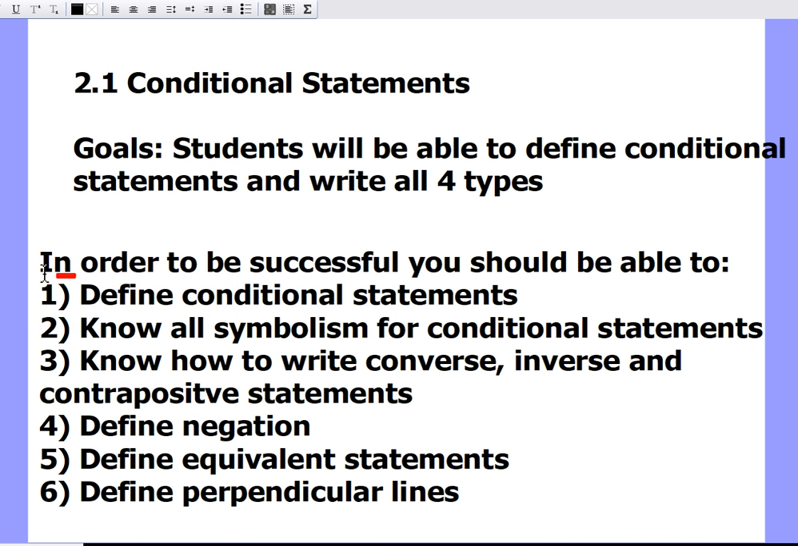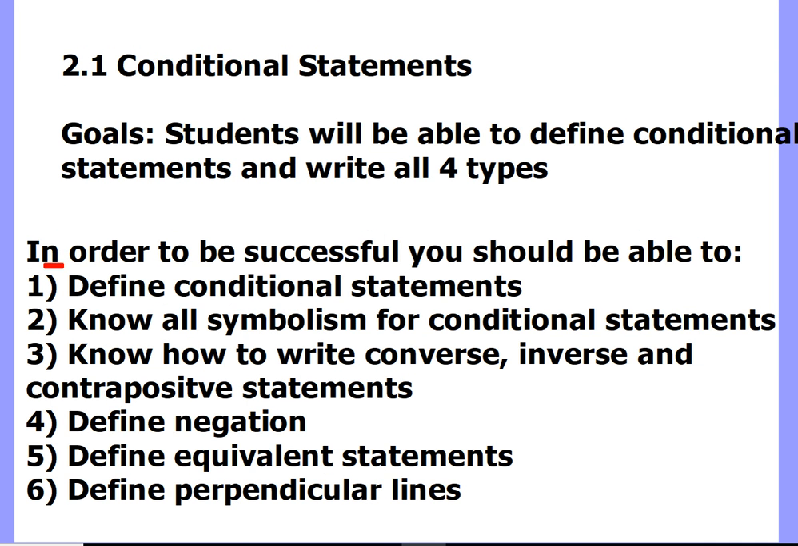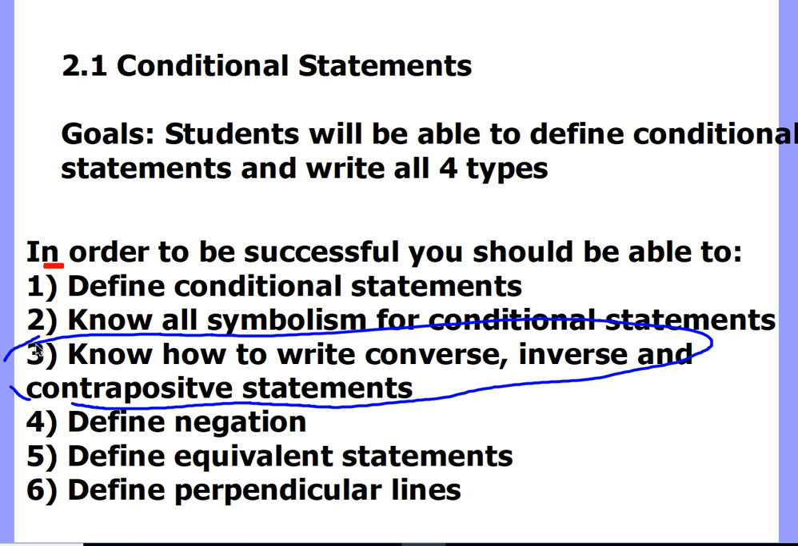In this video, we will continue our discussion on conditional statements, and we will look specifically at the types of conditional statements. We are going to look at how to write what we call the converse, the inverse, and the contrapositive of a conditional statement. Technically there are four types of conditional statements: your original conditional statement, its converse, its inverse, and the contrapositive, all regarding the original conditional statement. So let's take a look.